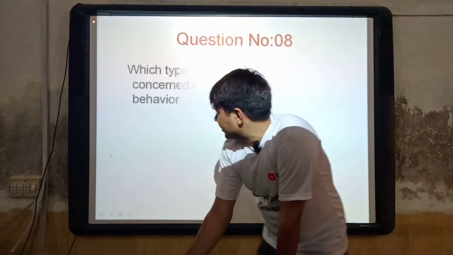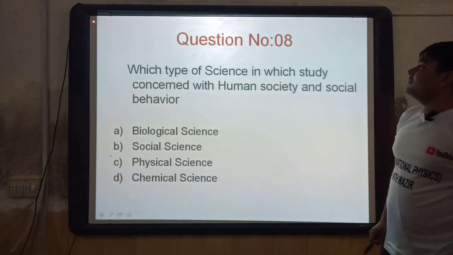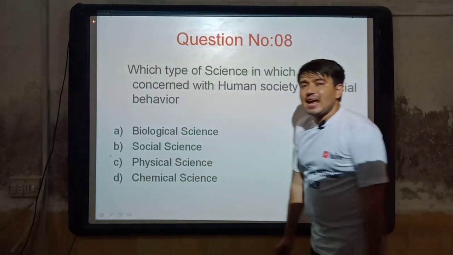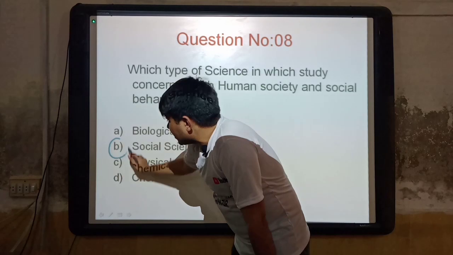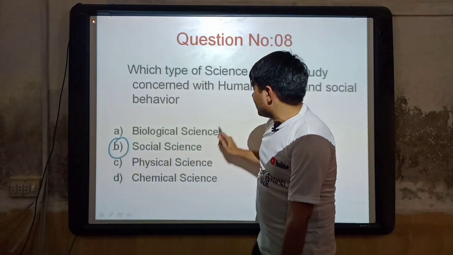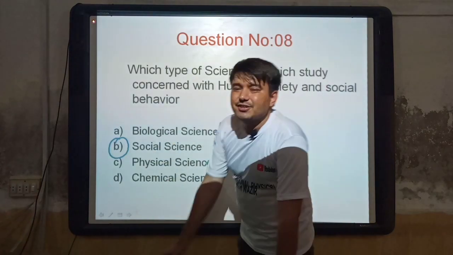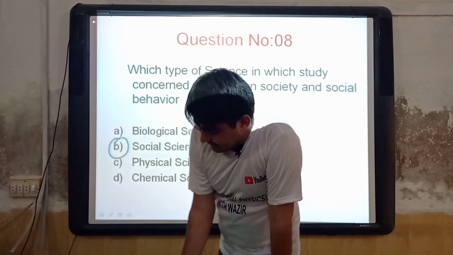Another question for you. Which type of science is the study concerned with human society and social behavior? It is not biological, it is not physical, it is not chemical. It is social science.